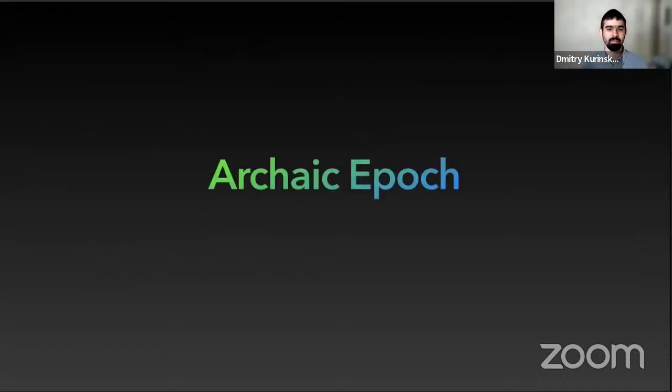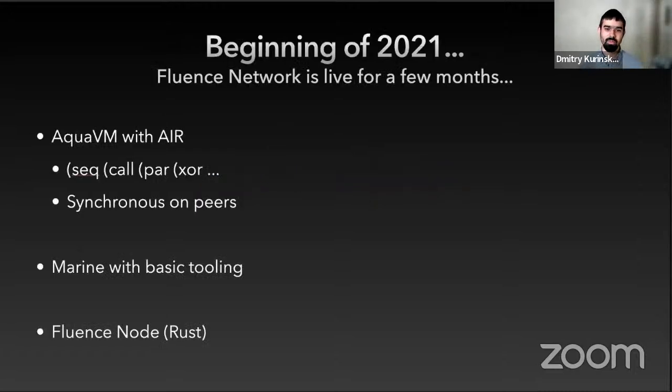So let's begin with the archaic epoch. That's before 2021, or the first days of 2021. So Fluence Network was already live for a few months. It launched in November 2020, but it was very basic. It had only the most necessary parts of it.